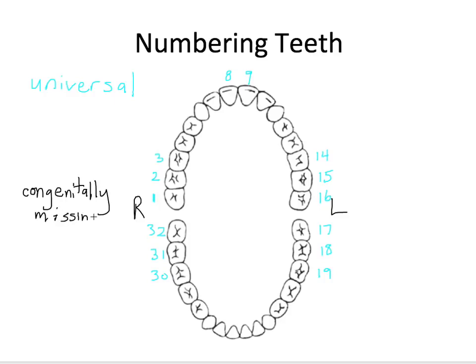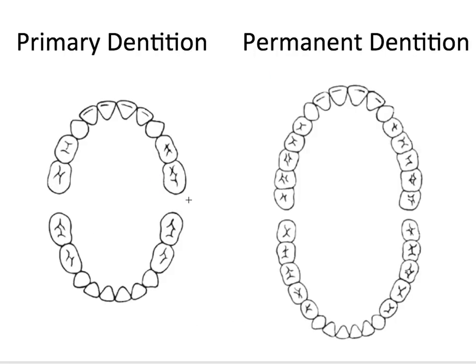Congenitally missing. All right. So that's the basics of the number system. There are other numbering systems out there, but just for the sake of this video, we'll stick with the universal system. So we have the permanent dentition, which is what we've been talking about thus far. We also have the primary dentition.